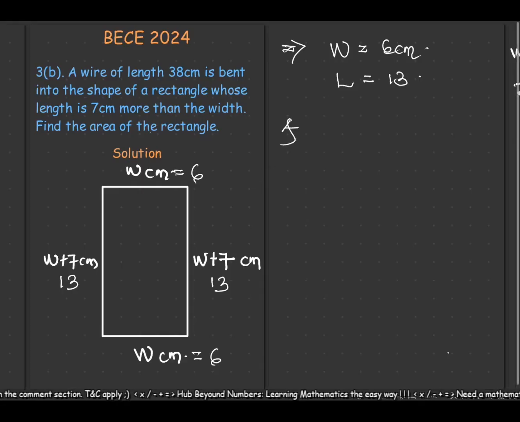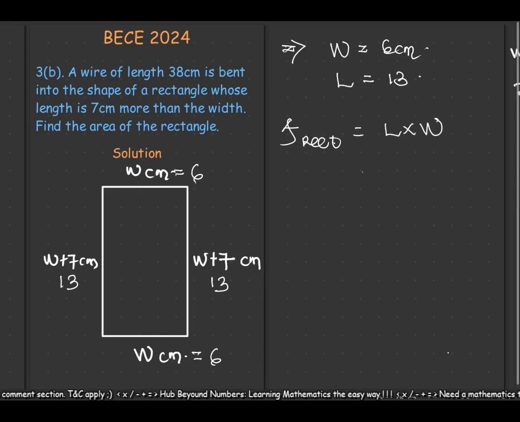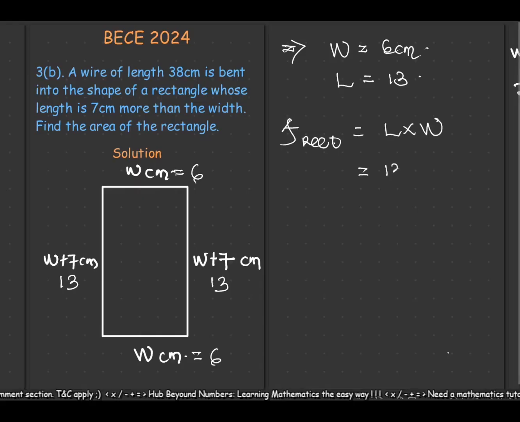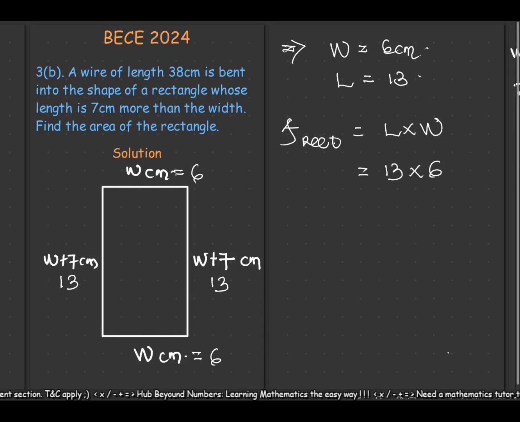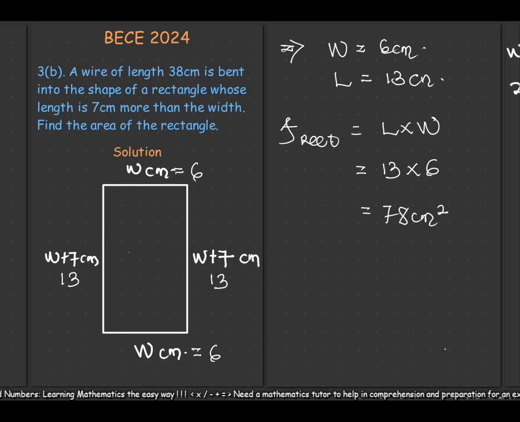And we know the area of a rectangle is equal to the length times the width. So substituting our length and width, we have 13 times 6. Not forgetting the units, we have 78 centimeters squared. As simple as that. So we've been able to find the length, the width, and the area of the rectangle here.